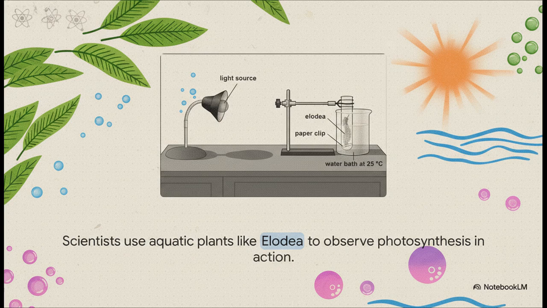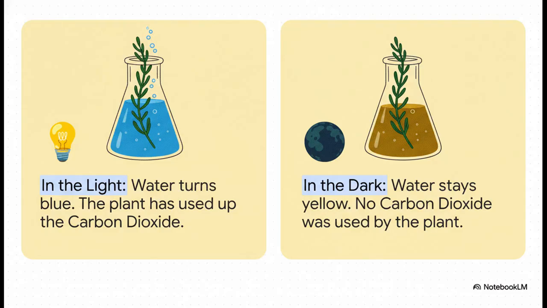What they do is they put it in water with a special indicator dye, and this lets us physically see the plant sucking up one of those key ingredients, carbon dioxide. And here's the proof, plain as day. The dye in the water starts out yellow, which tells us there's carbon dioxide in there. Now, when you shine a light on the plant, the water turns blue. Poof! The CO2 is gone. The plant slurped it all up.